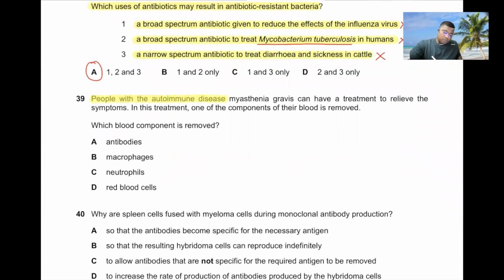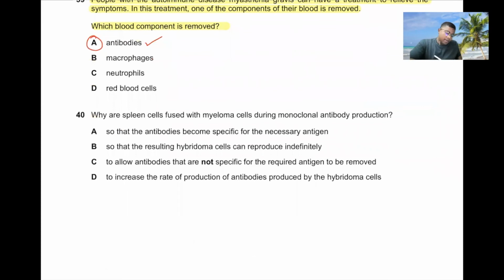People with the autoimmune disease myasthenia gravis can have treatment to relieve the symptoms. In this treatment, one of the components of their blood is removed. Which component is removed? Well, we know that myasthenia gravis is an autoimmune disease, and autoimmune disease is caused by antibodies. So those antibodies should be removed. So option A is the correct answer. 39, option A. Macrophages, neutrophils, red blood cells, it would be unnecessary to remove them and do treatment with them.